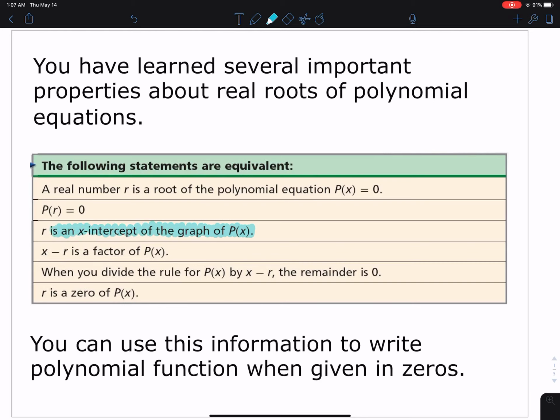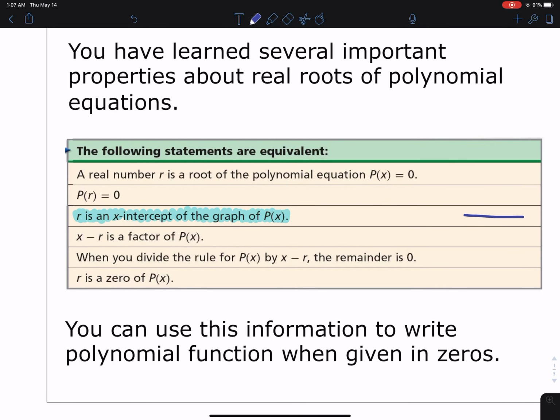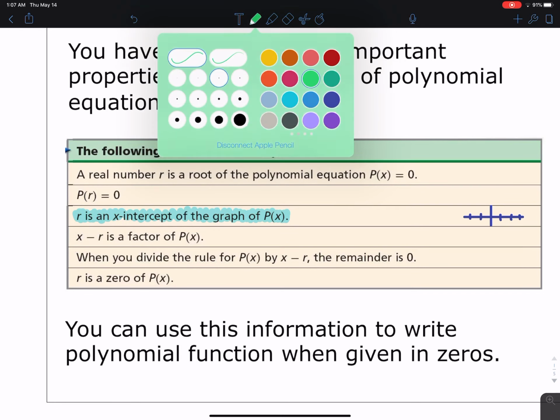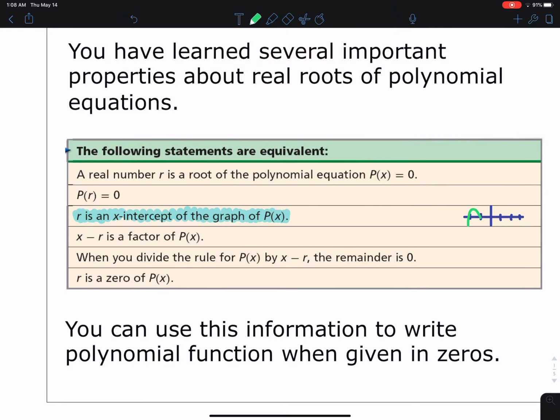R, the root, is an x-intercept of the graph of p of x. So again, you're looking at your x-axis. So we have something that looks like this. It's just a really rough sketch of our polynomial. Let's say it looks something like this. Then x equals negative 1 is going to be a root. x equals negative 2 is going to be a root. And then x equals positive 2 is going to be a root.